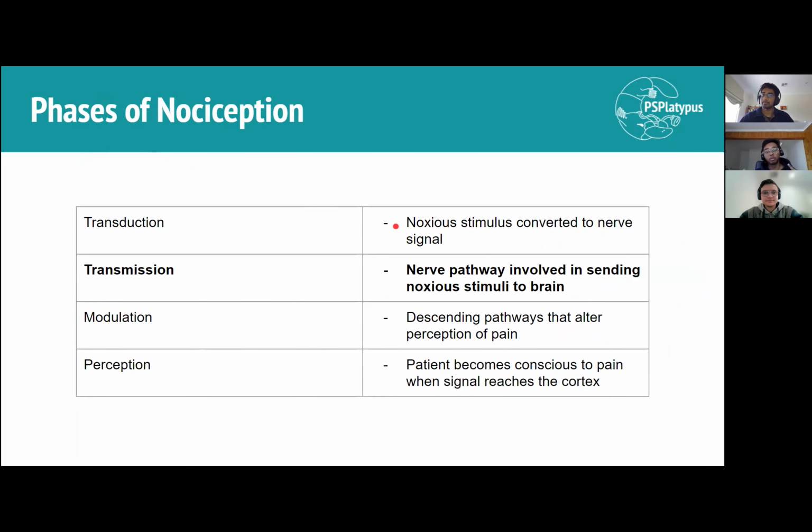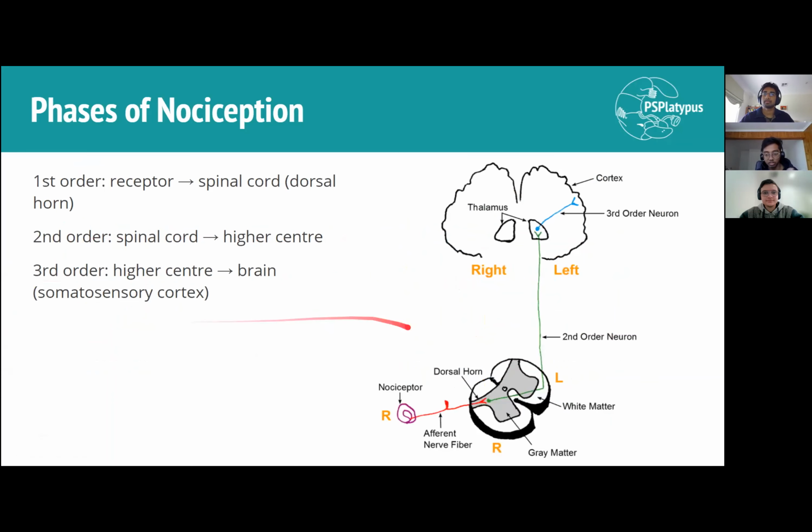So when we talk about nociception, we've broken it up into neurons, into tracts, but really these are the four main steps. So we have transduction. Transduction is conversion of the noxious stimulus to a nerve signal at the receptor. Transmission is from the nerves traveling from the receptor to the brain. Modulation and perception we'll talk about in a bit. So just transmission super quickly. This is a slide talking about the first order, second order, and third order neuron, but I've already mentioned that. But essentially at the dorsal horn and at the thalamus or any higher center area.